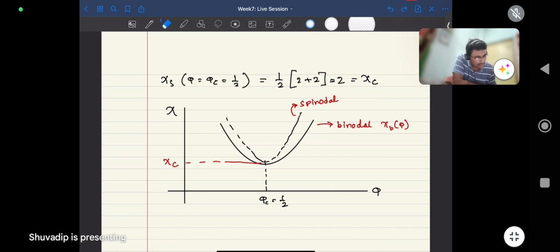Now what are these regions called? So there is an in-between region like this. This region is called the metastable region. The region below it is stable and above is unstable. So this region is unstable and this region is metastable.